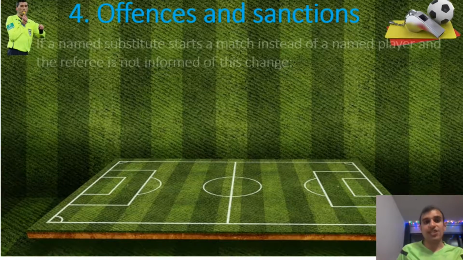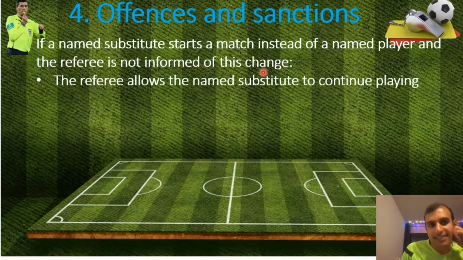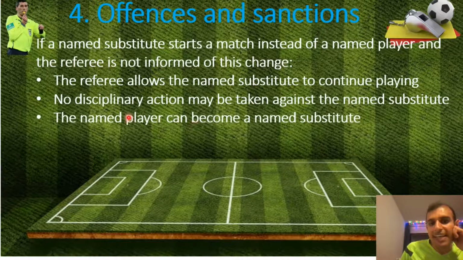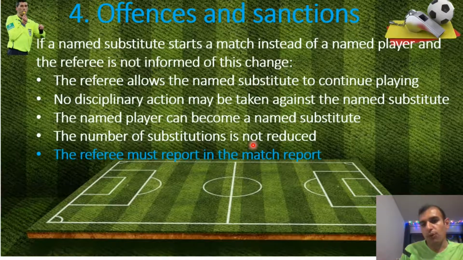Offences and sanctions. If a named substitute starts a match instead of a named player and the referee is not informed of this change, in this case the referee allows the named substitute to continue playing. And also, no disciplinary action may be taken against the named substitute. I mean, no caution. And the named player can become a named substitute. And the number of substitutions is not reduced. But please note, it's very important, the referee must report it in the match report.